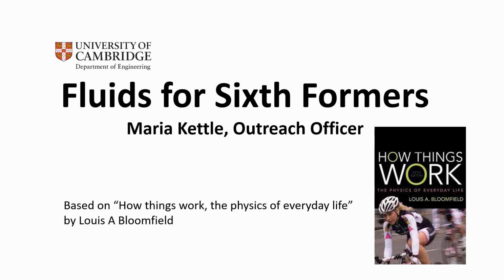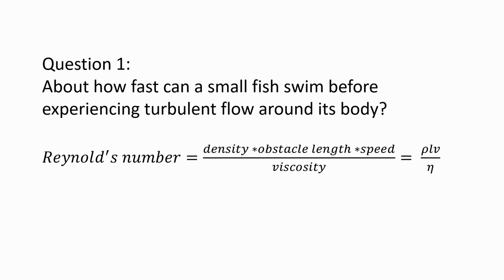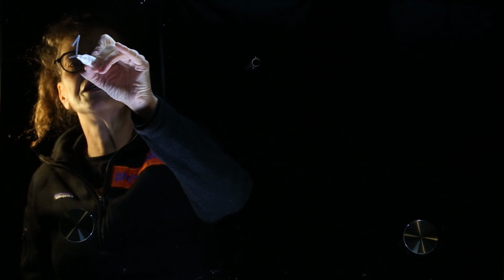Question 1. About how fast can a small fish swim before experiencing turbulent flow about its body? Question 1 is about a fish swimming in a pond, and it says how fast can a small fish swim before it starts to experience a turbulent flow around it.